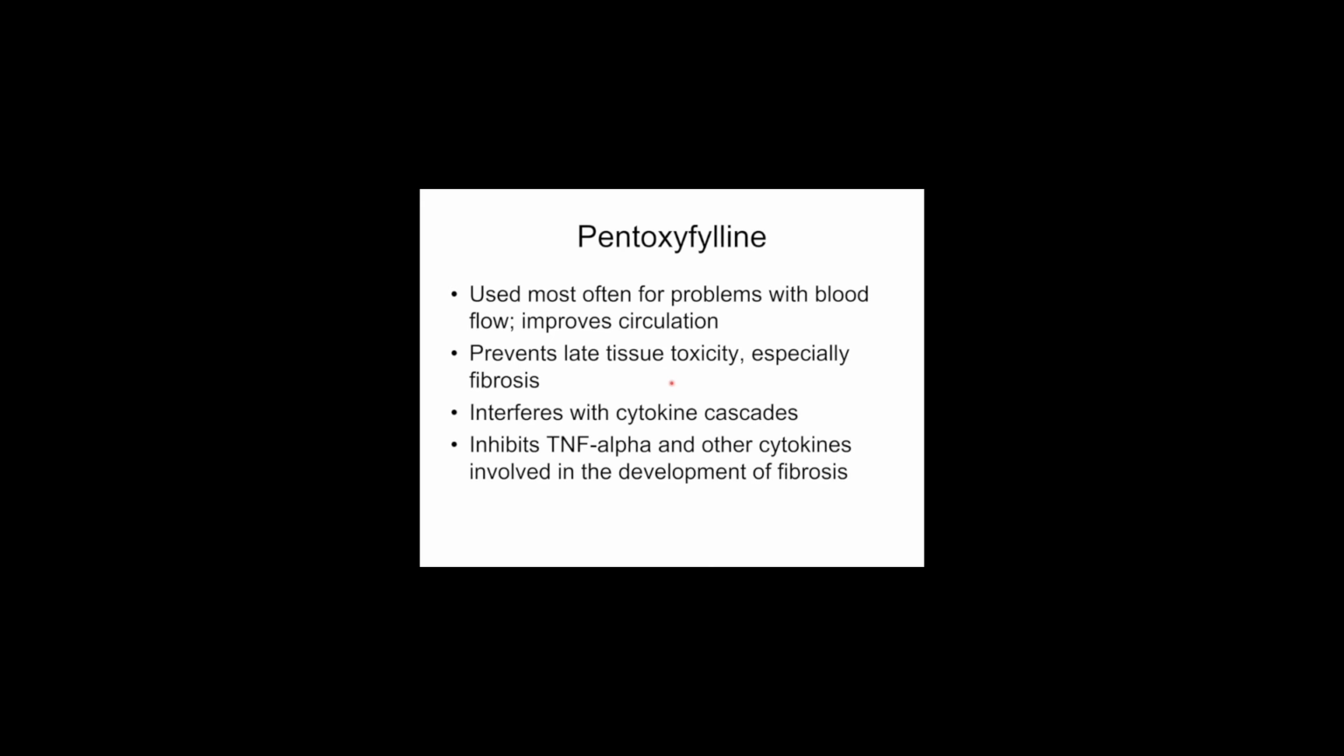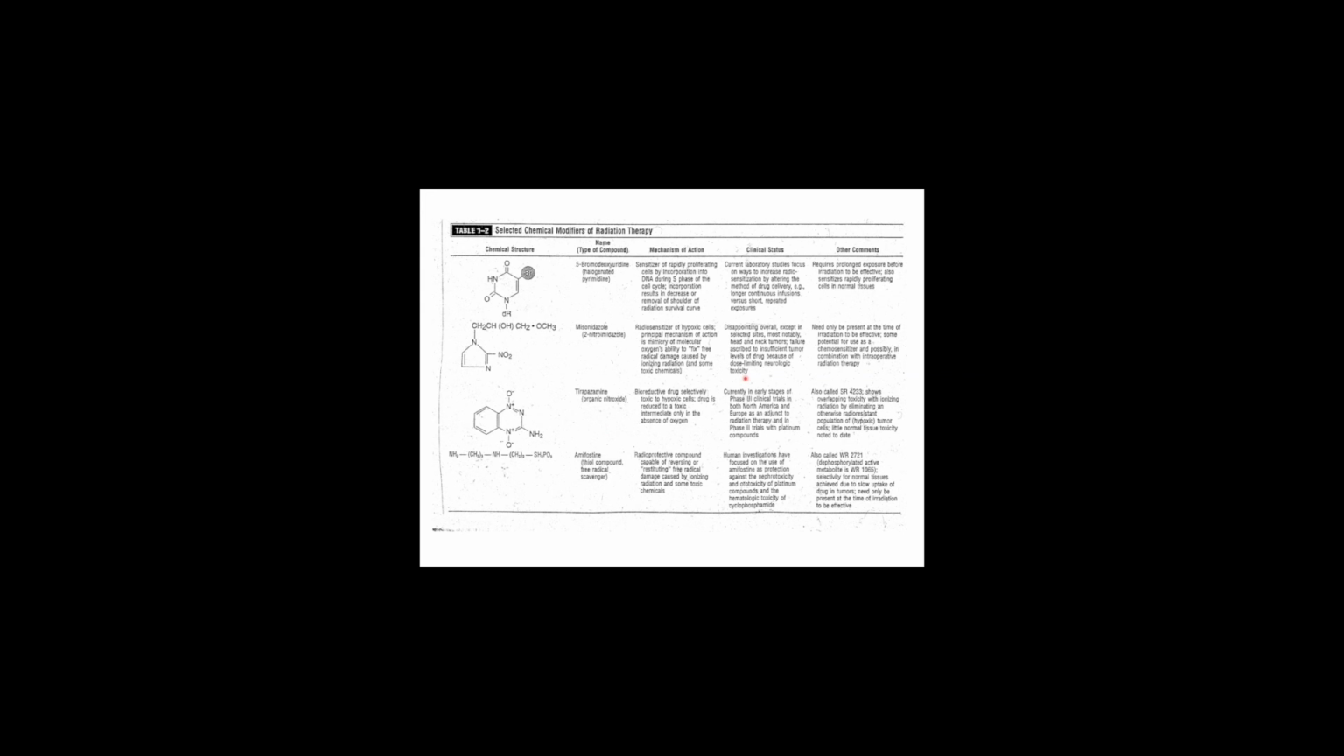And in fact, what pentoxifylline seemed to do is to interfere with the cytokine cascade. There was a question about what its mechanism is on the boards. It inhibits TNF alpha and other cytokines involved in the development of fibrosis. Is it used clinically that much? I would argue not that much. It had a lot of hope, but most of these have fallen by the wayside and have not led to successful use. So here's our candidate that is the best candidate we've got right now, amifostine.